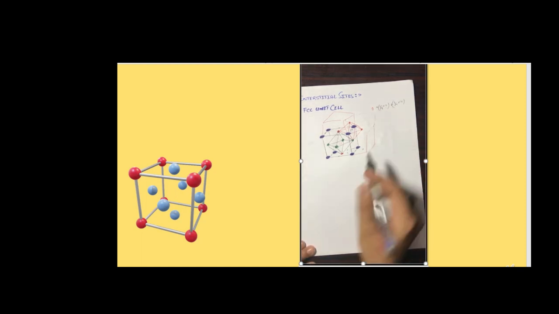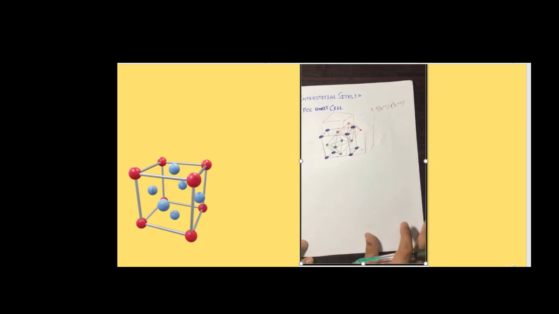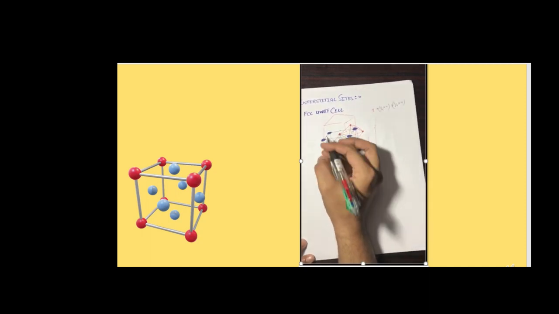So how much total interstitial octahedral site do we have now? 1 + 1 + 1. We have 3. Now according to the formula, we have 4 octahedral sites in the FCC unit cell. So how can we find the 4th one? You can see here. It will be a bit messy, but you should pay attention so that you can easily identify that.